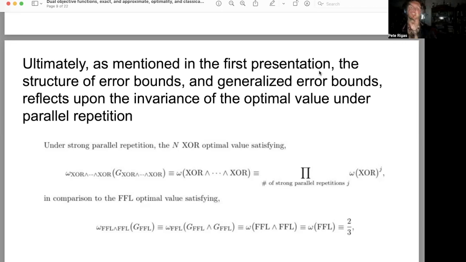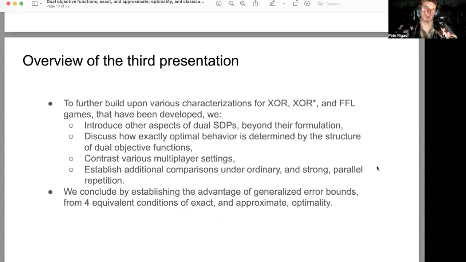And so now I'm going to provide an overview of the third presentation, which allows us to further build upon characterizations of XOR, XOR star, and FFL games that are going to be developed, namely from the fact that we're going to introduce other aspects of dual semi-definite programs beyond their formulation.